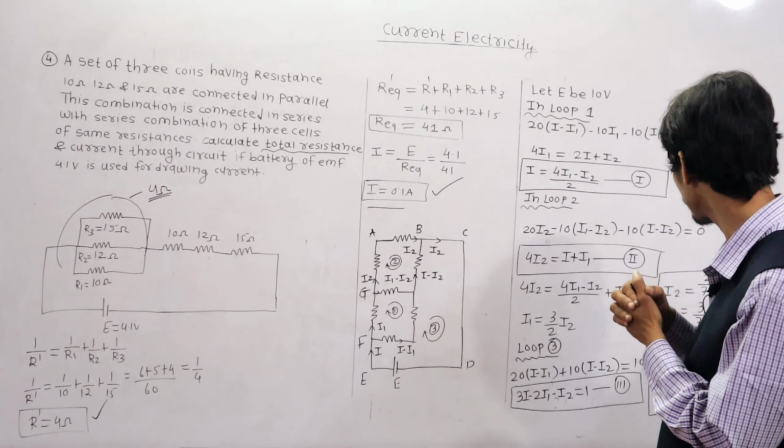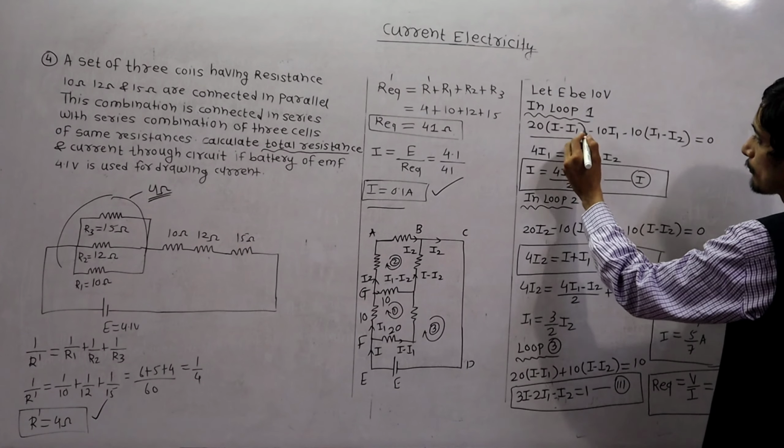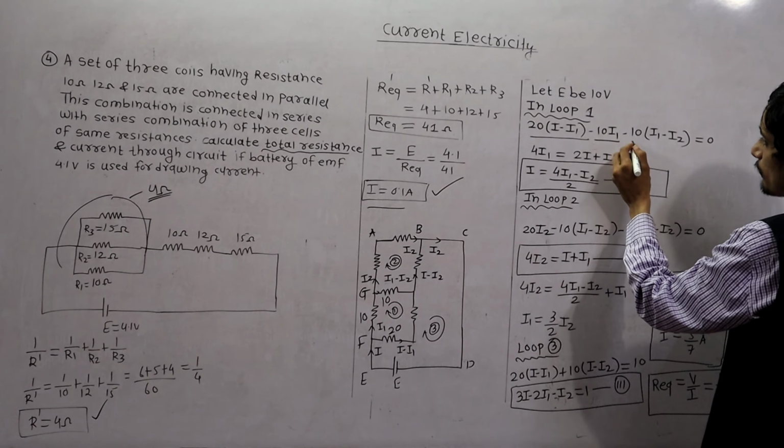Clear? So in this case this resistance is 10 into I1 minus 10 times (I1 minus I2). So this is also 10. So 20 into (I minus I1) minus 10 I1 minus 10 into (I1 minus I2) is equal to 0. This is equation number 1, and if you simplify this, 4I1 is equal to 2I plus I2, and I is equal to (4I1 minus I2) by 2.